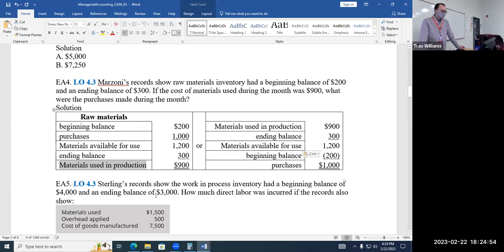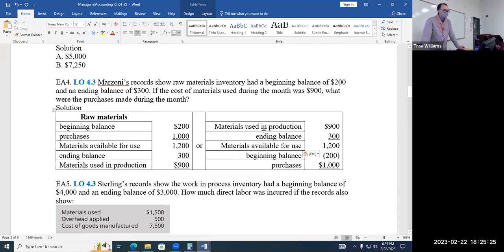A nifty thing about this is you can flip the last two. So if you needed to figure out what your ending balance was, you could take materials available for use minus the materials that you used, and that'll give you your ending balance. Okay, so whenever you see a formula like this, where it's something minus something equals something else, remember, you could flip the last two around. It still works.